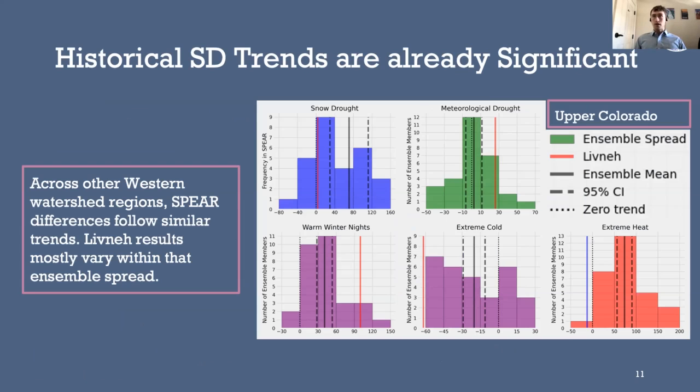So we can look at that trend across a variety of parameters. We can look at snow droughts, we can look at meteorological droughts, or we can look at temperature changes. We found that the SPEAR and LIVNA agreed most often on the snow drought and meteorological drought, while for temperature they agreed slightly less. And we think that might be due to differences in gridding or SPEAR having trouble resolving temperature extremes. That's less important for our snow drought classification.